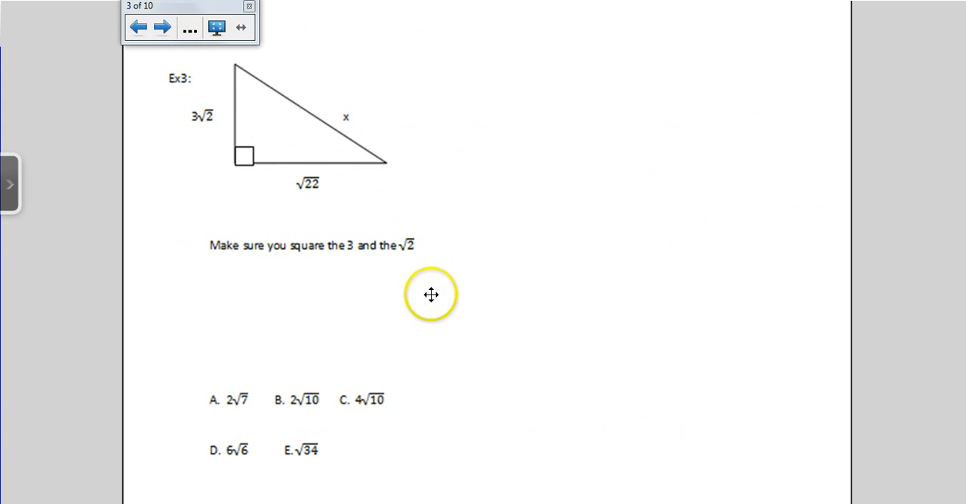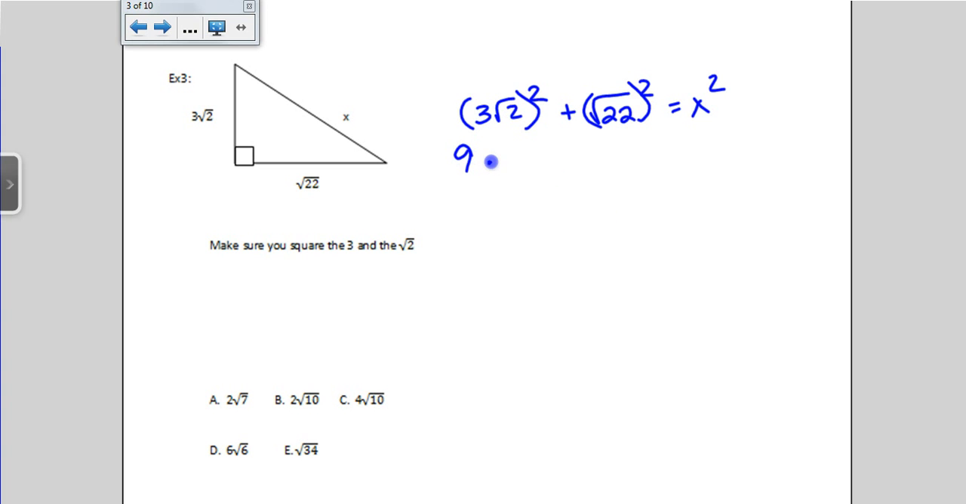Okay, example 3. Be careful on this one. When you square the first leg, 3 square roots of 2, it's a little more complicated than what we just saw. And then we're going to square the square root of 22, and we're going to find the hypotenuse, which is x. Now, squaring a 3 times the square root of 2, you're going to square the 3, which is a 9, and then when you square the square root of 2, that becomes a 2. So this is really just a 9 times 2, which will change to an 18 in a second. The square root of 22 squared is still 22.